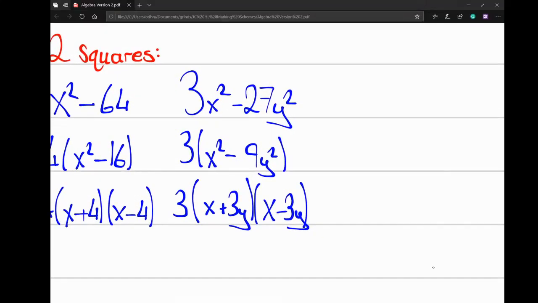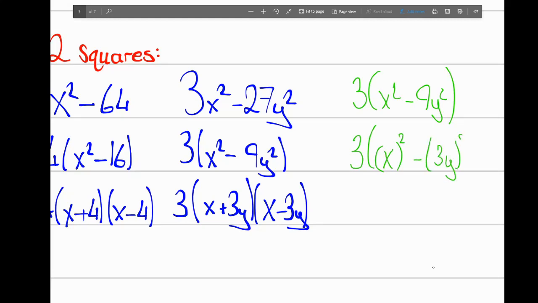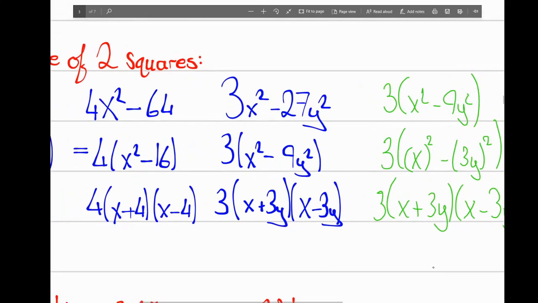Now alternatively, the way you can write this might be 3 times x squared minus 9y squared. Now you can write that like so: x squared minus (3y) squared, and then move down to 3 times (x plus 3y)(x minus 3y), that way if you feel more comfortable, but of course that is totally up to the person.